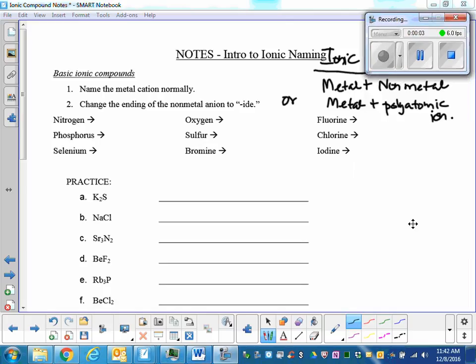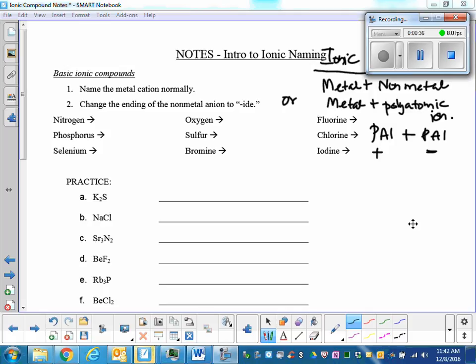Okay. Guys, remember, a metal plus a non-metal is ionic. A metal plus a polyatomic ion is also ionic. Similarly, a polyatomic ion which is positive plus a polyatomic ion that is negative is also ionic. Do we understand this? Okay? So we're going to learn how to name ionic compounds.